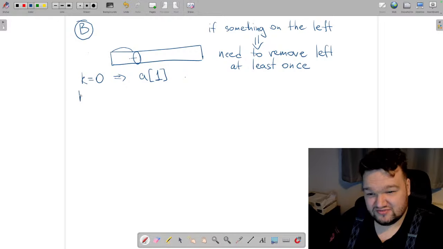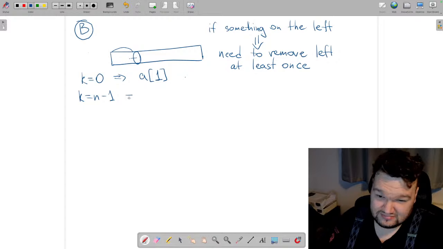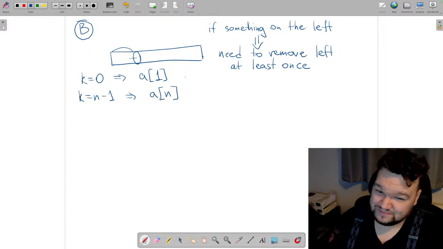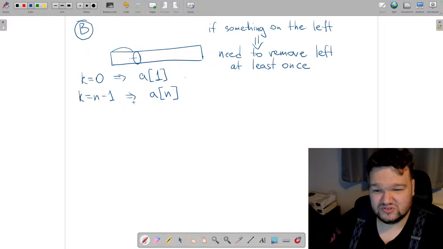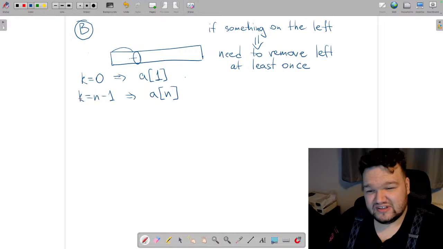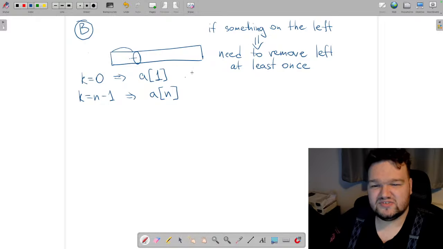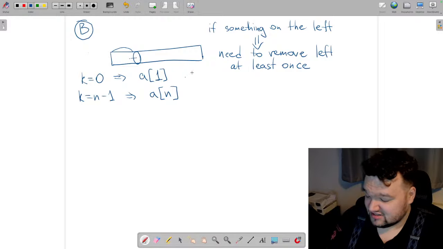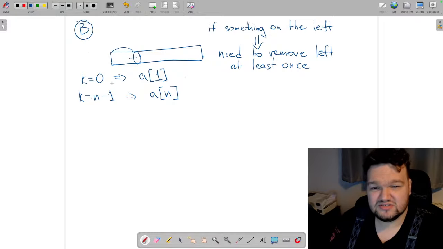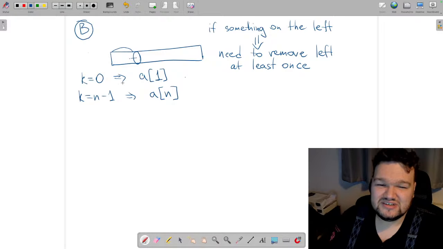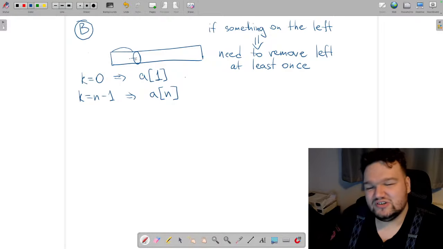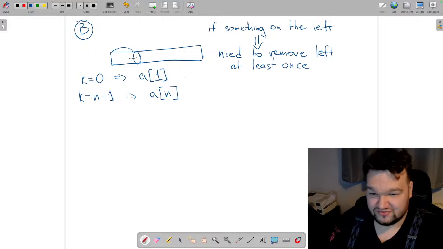Symmetrically, if k is n minus 1, then we will keep the rightmost element, and we cannot keep not the rightmost element. But if k is between those two, then both those conditions are satisfied, and at least those conditions do not prohibit us from doing anything, and we can see that actually we can achieve any element.